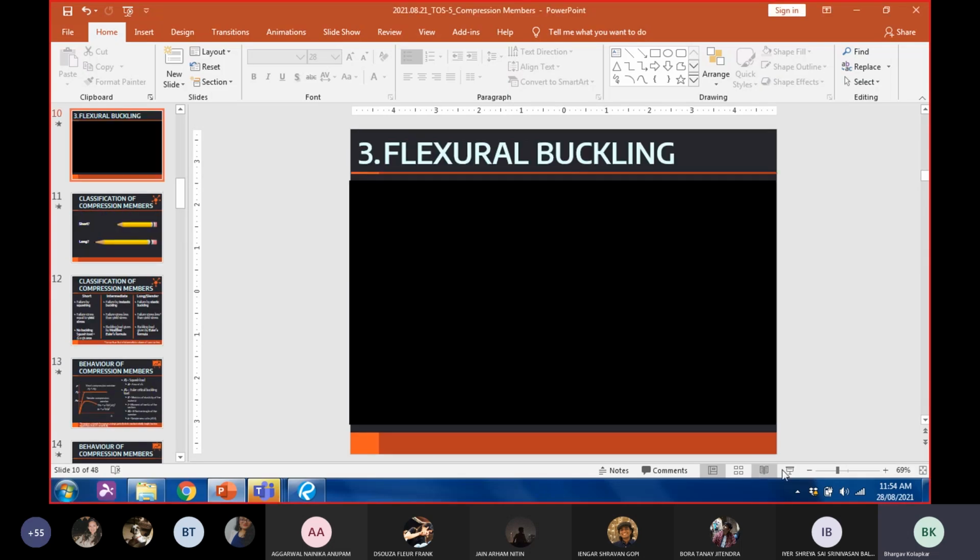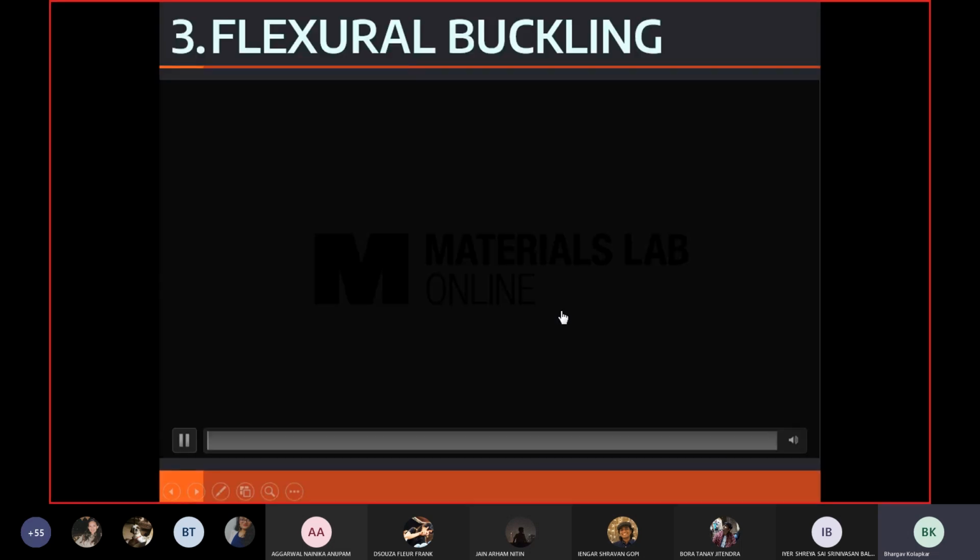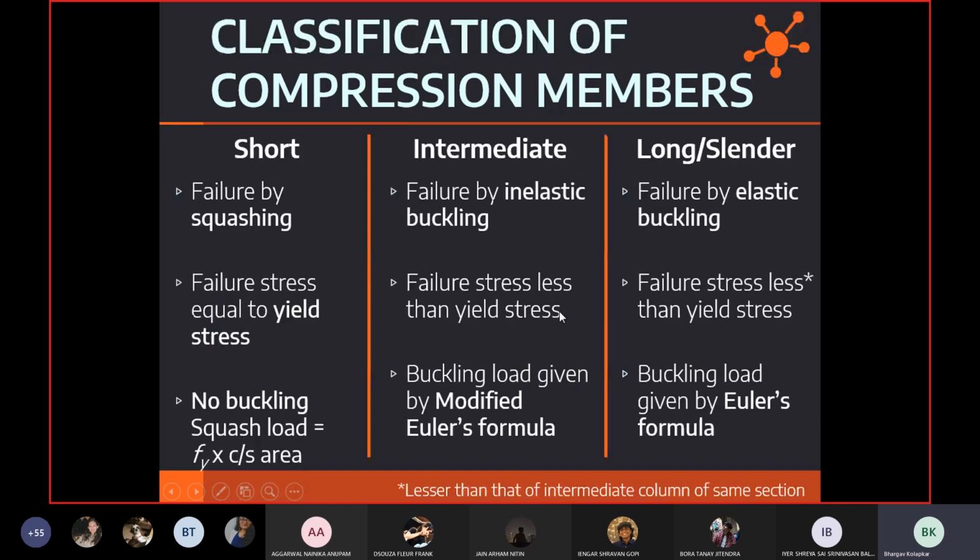What happens is the failure starts by buckling, but ultimately either part of the section or the entire section reaches yield stress at failure. So such a member is called an intermediate member. In short members, the failure is by material only. In long or slender members, the failure is by geometry only. In intermediate, the failure starts because of geometry, but the final failure occurs because of material.